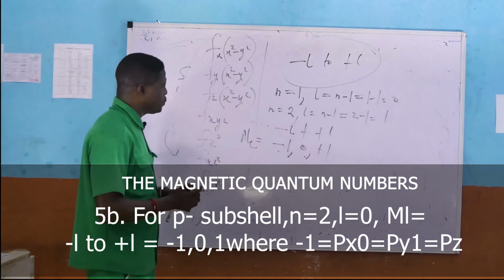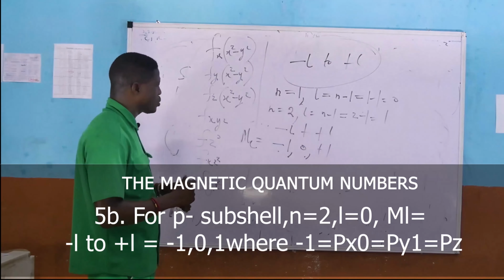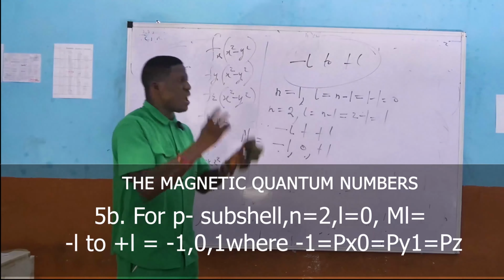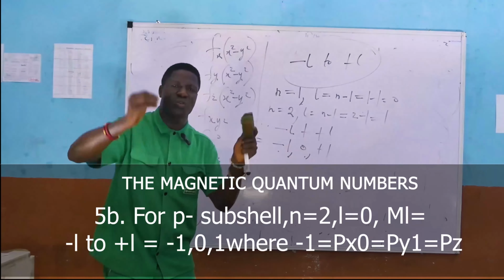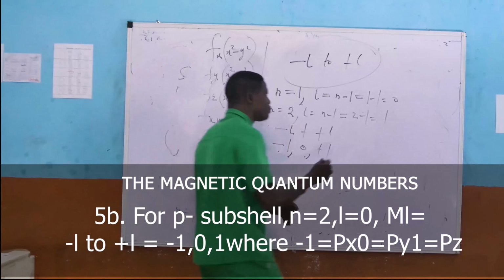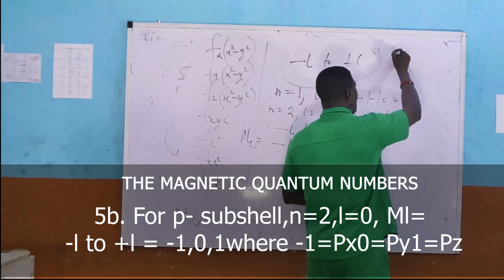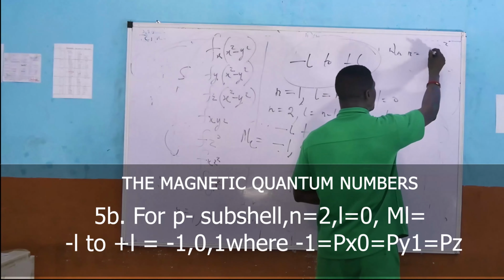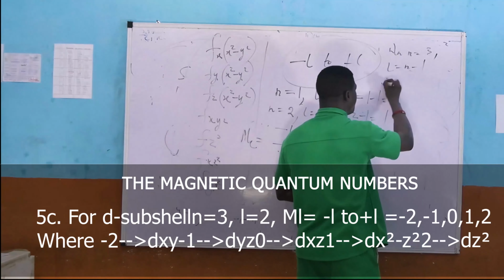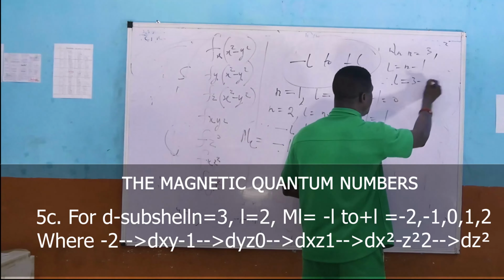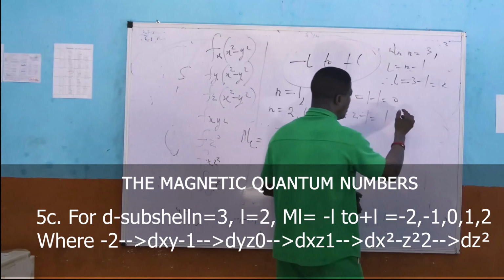Meaning that they will quiz you, or evaluate you under examination conditions, to write the possible values of the magnetic quantum number for a principal quantum number of 3. What do we do? We do it. When n is equal to 3, l is equal to n minus 1. Therefore, l is equal to 3 minus 1, and that's equal to 2.